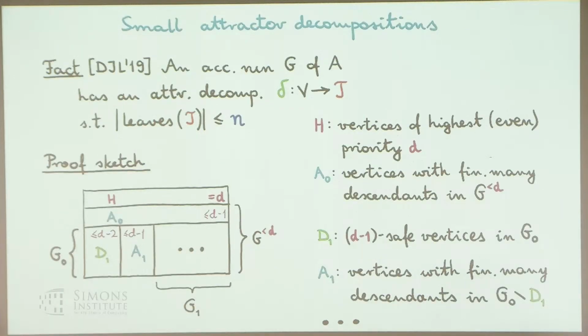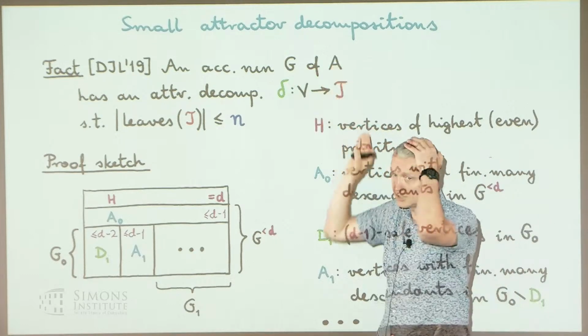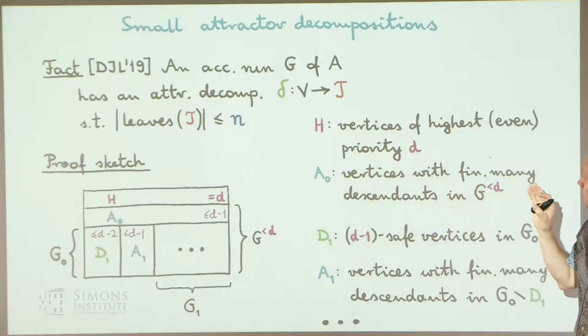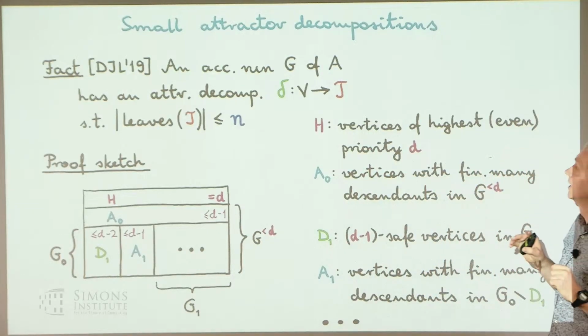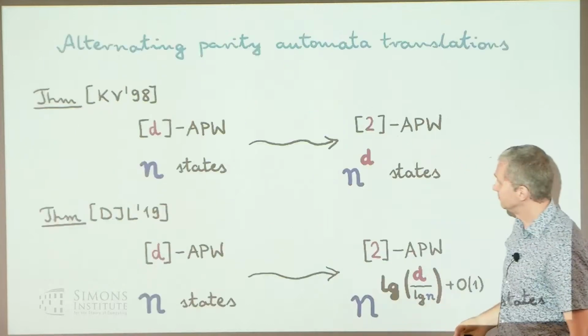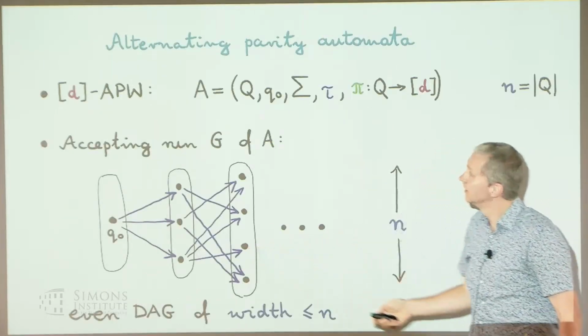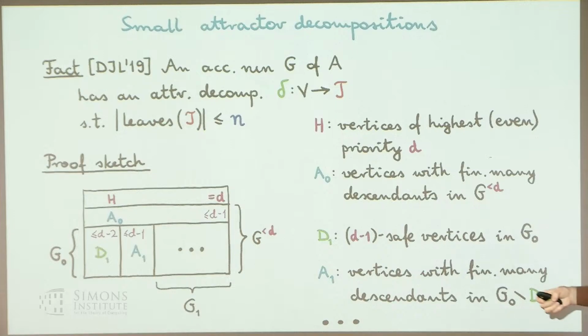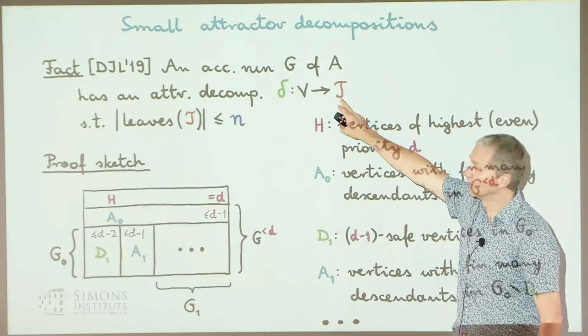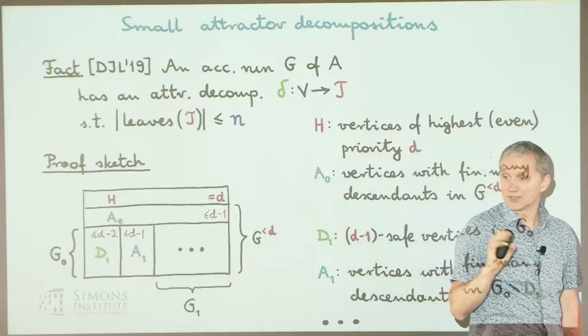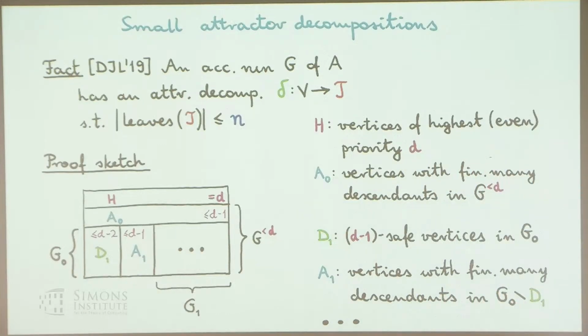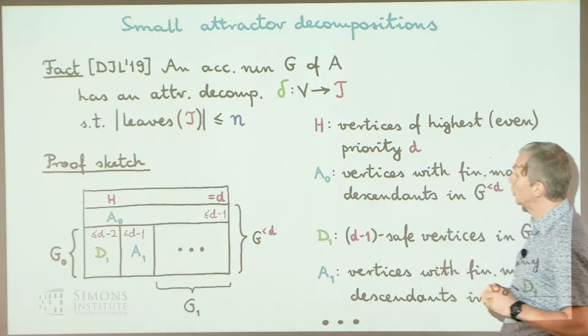So how did we get there? The key insight in our construction is that if you take an accepting run of an alternating parity automaton with d priorities, in fact, it doesn't matter how many priorities there are, it has an attractor decomposition, right? So that graph, that infinite DAG, has an attractor decomposition whose tree has at most n leaves, where n is the number of states. Okay, so such run DAGs, accepting run DAGs, have small attractor decompositions.